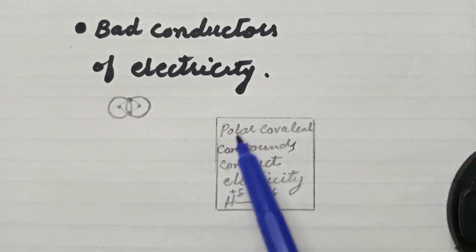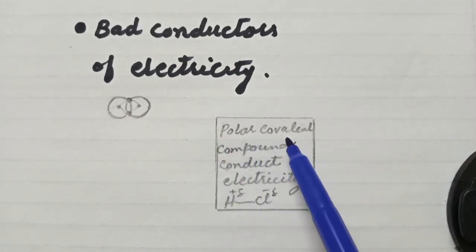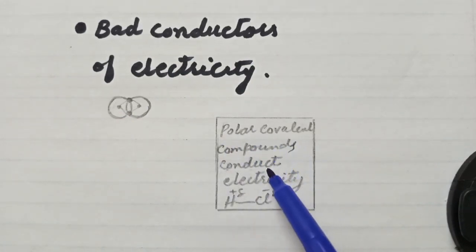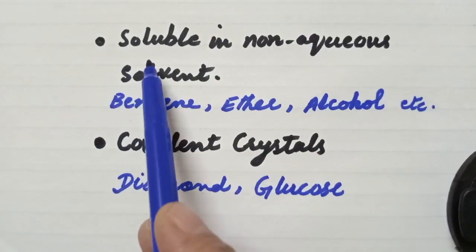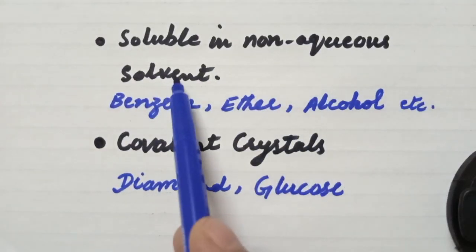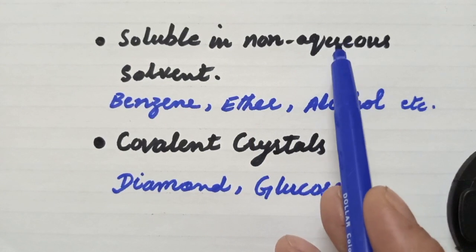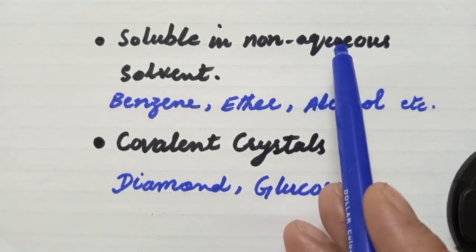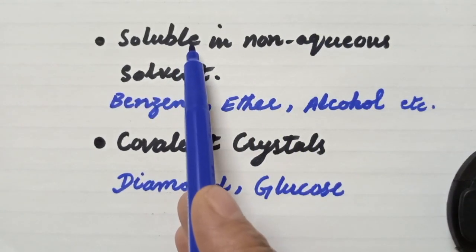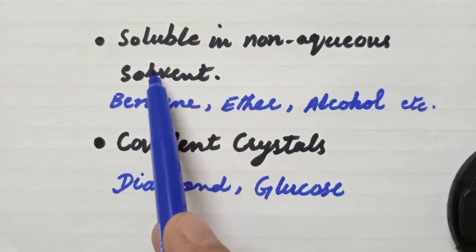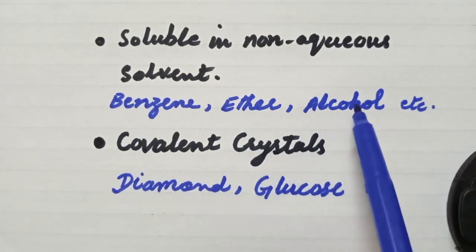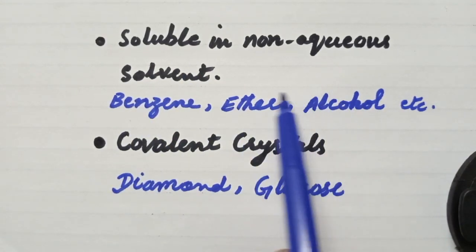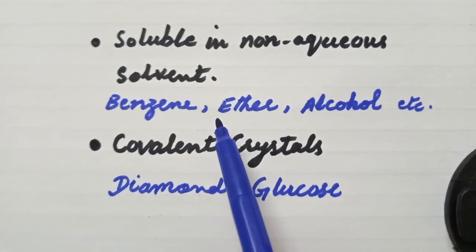But in some cases, when the covalent compounds are polar in nature, then they can conduct electricity to some extent when they are dissolved in a polar solvent, for example hydrochloric acid. Covalent compounds are soluble in non-aqueous solvents. The term non-aqueous means the solvents which do not contain water. So the covalent compounds have covalent bonds and they are also soluble in solvents which also have covalent bonds. For example, benzene, ether and alcohol are good solvents for dissolving the covalent compounds.